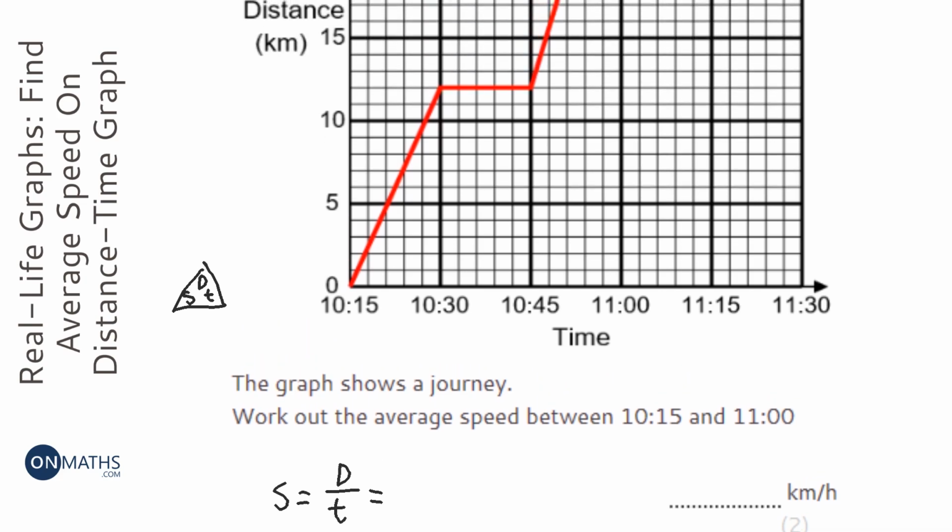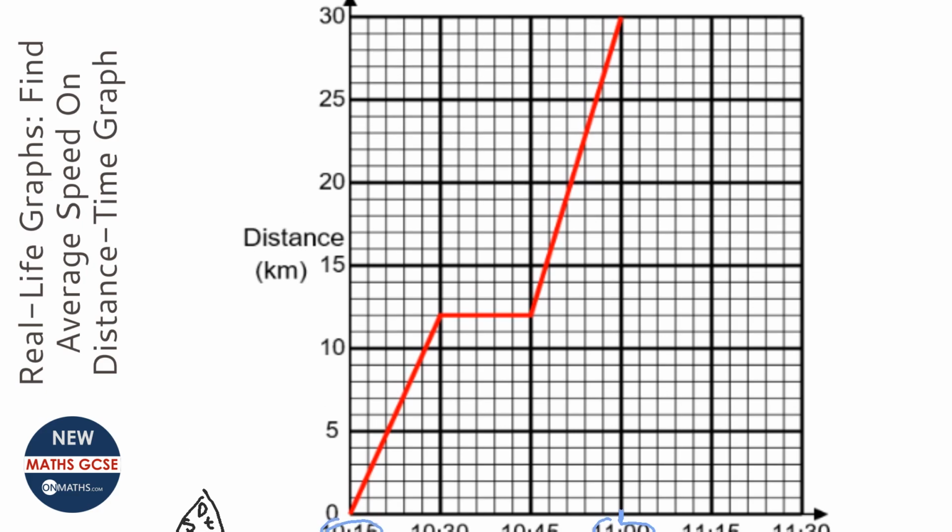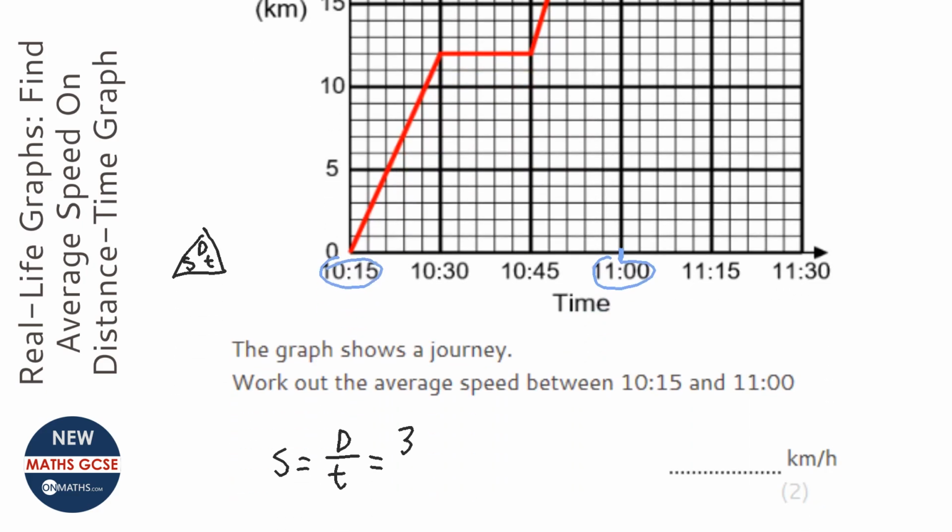The distance travelled between the two times. Let's have a look where the two times are. So we've got 10:15 and 11 o'clock. So it's the full duration of the journey. So it's total distance travelled, which is 30, over the total time. Now it's not quite an hour, it's 3/4 of an hour, so it's 0.75 of an hour.